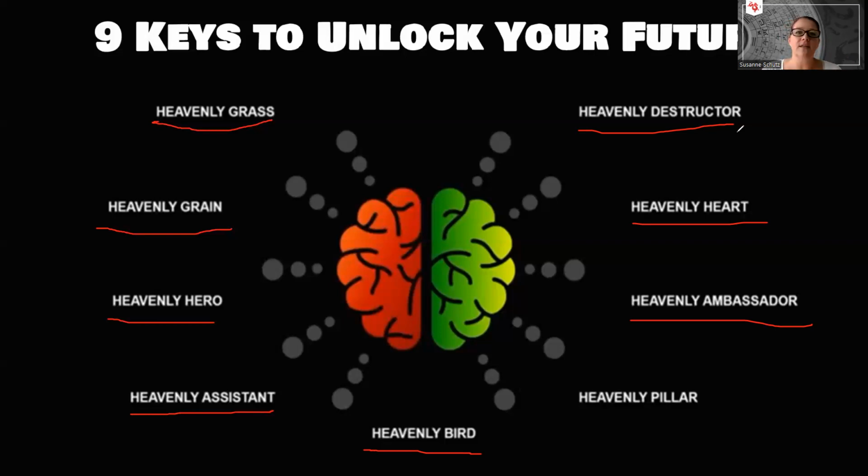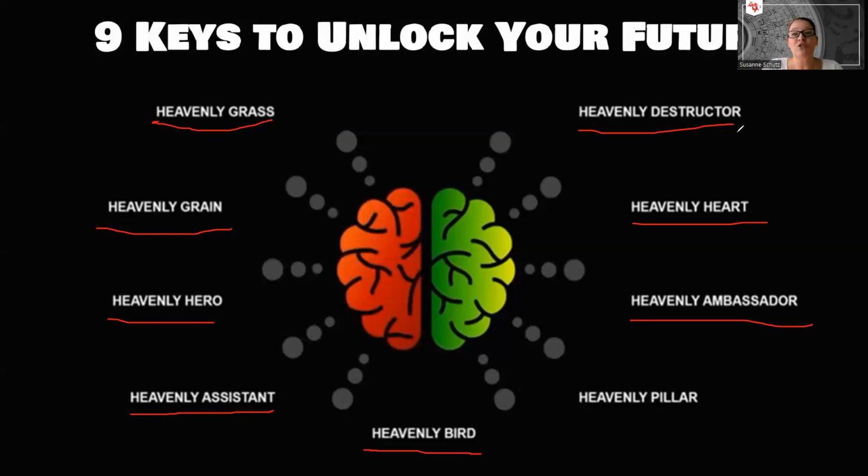So if you have the heavenly destructor in your palace of destiny, dare to be different. Don't follow the crowd. Don't be a sheep. Make sure that you do something that's maybe a little bit unconventional. The more unconventional, the better. And while you may feel in the beginning like this is a little bit outside your comfort zone, over time you will realize that this is really fun for you and this will bring fulfillment to your life.